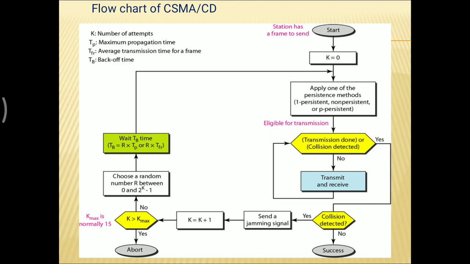Applying one of the persistent methods we saw before, that is one-persistent, non-persistent or p-persistent, to check whether the transmission medium's carrier signal is busy or in idle state. If the transmission medium is in idle state, the transmission will be done and the frame will be received by the station.